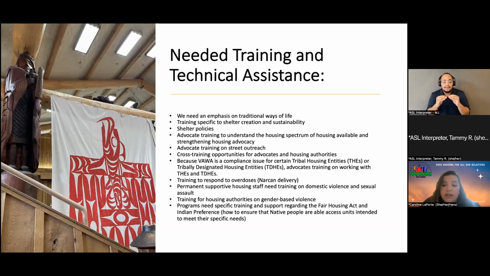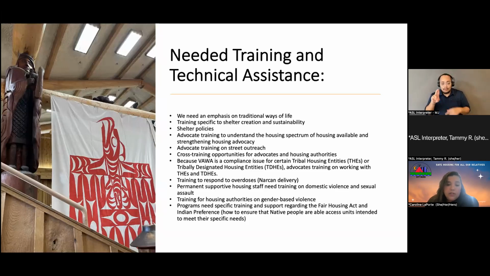Because the Violence Against Women Act is a compliance issue for certain tribal housing entities, or TDHEs, advocate training on working with those types of entities was seen as very important. People wanted to see training to respond to overdoses, training for housing authorities on gender-based violence.